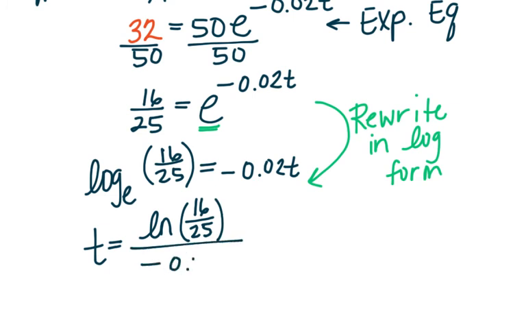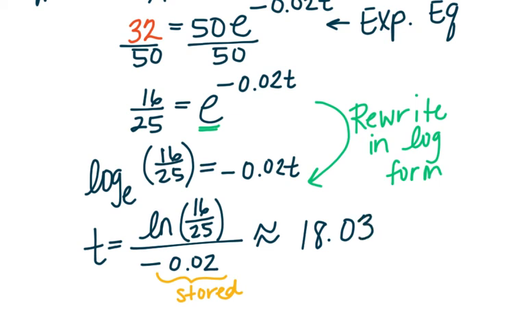negative 0.02. And now when you go to your calculator to finish the calculation, again, remember that we are going to use our stored value. Rather than typing in negative 0.02, you're going to go ahead and use your stored value, whatever letter you stored that number for. So try that on your calculator, and it looks like you should get approximately 18.03 if we round to the hundredths. 18.03. And remember, that was my value for t, for time.